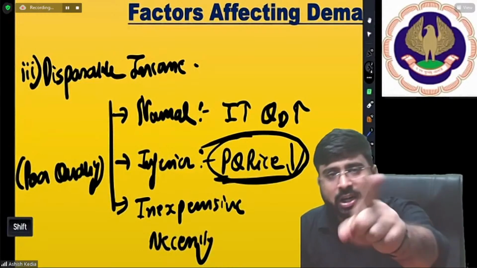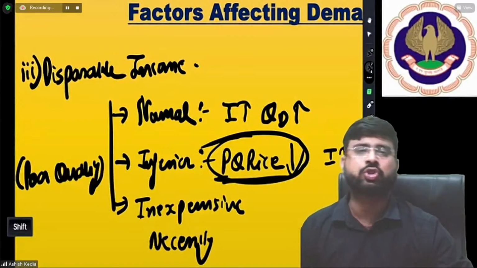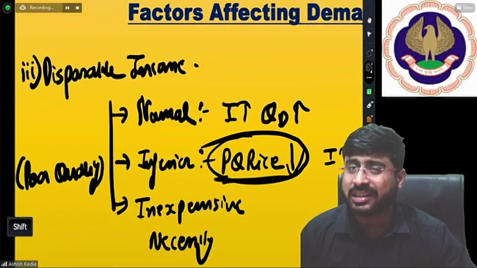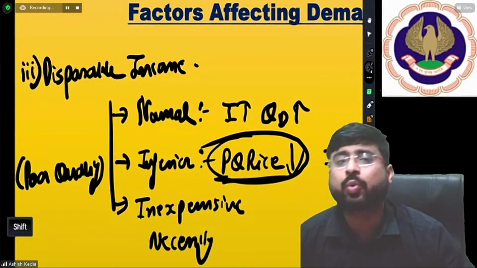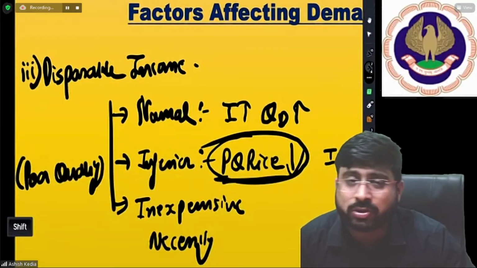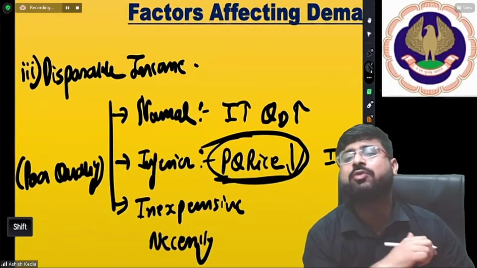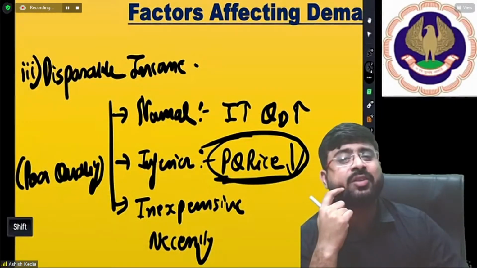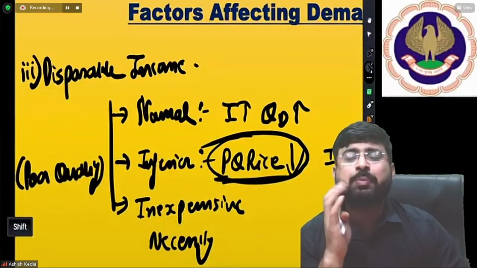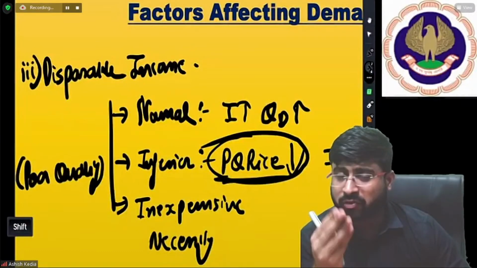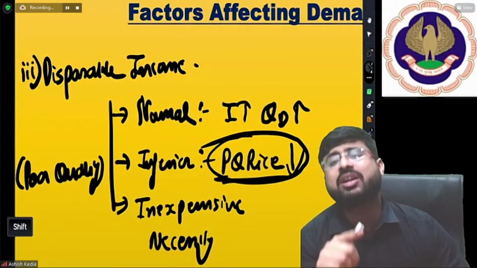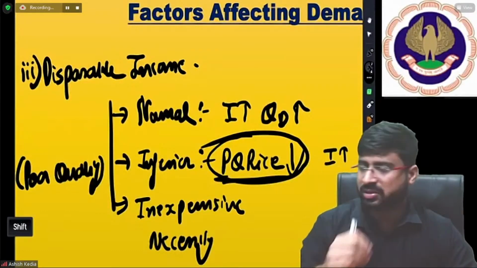So look, if the commodity was normal, pay attention everyone, then the rise in income results in a rise in quantity demanded. If the commodity was normal, income rise means quantity demanded rise. But if it is inferior, the rise in income will let people shift to better quality commodities, and therefore the quantity demanded of inferior goods will decline. I hope it's crystal clear, friends.